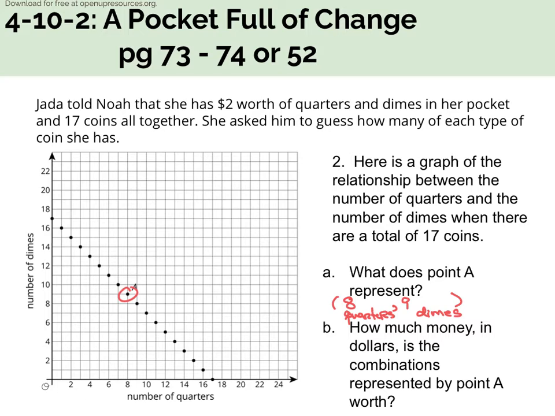So if I had 8 quarters, how much would that be? Let's take 8 and multiply it by 0.25, and that means I'm going to have $2 in quarters. And then 9 dimes, let's take 9 and multiply it by 0.10 because it's 10 cents, and then I have 90 cents of dimes. How much do I have total? I have $2.90 of money total.